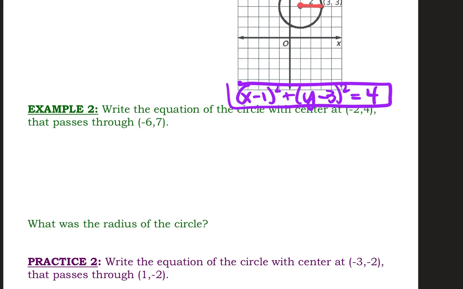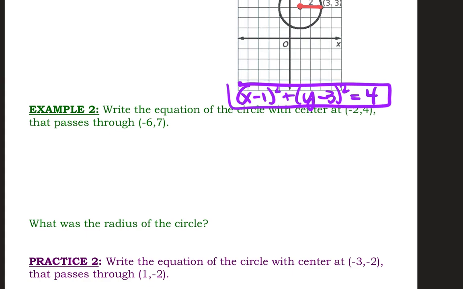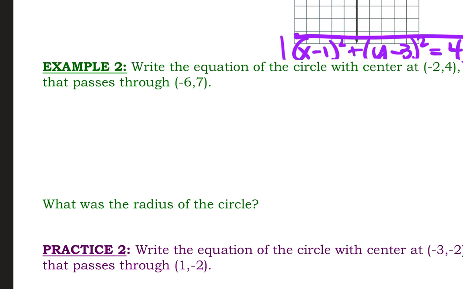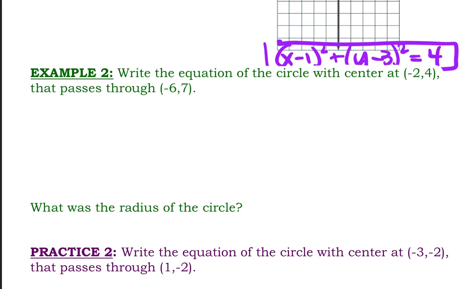All right, so on example 3, it says, write the equation of a circle with the center of negative 2, 4 that passes through this point. What did we not give you on this example? The radius. So what do you think we're going to do to figure out the radius? If we look at the formula carefully, this equals the radius squared.